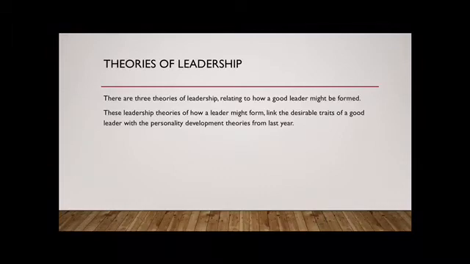There are 3 theories of leadership which relate to how a leader might be formed. When I mean formed, I mean grow up from a child into a leader. Now, these theories are the same theories as personality theory that we learned last year in year 12. So if you don't know this, I'm going to be furious at you. Okay? Think about how personalities might develop. There are 3 different ways or 3 different theories we have for this.